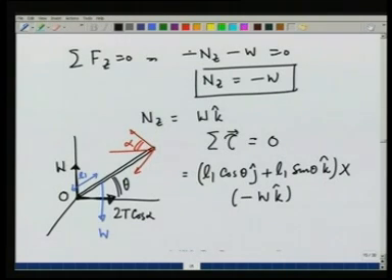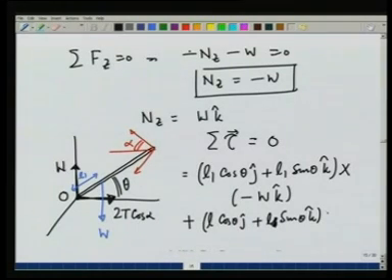The other forces are tension. So, that would be plus L cosine of theta j plus L1, L sine of theta k cross. Since the two forces are acting at the same point, I can write the torque for their summation, which would be equal to minus 2T cosine of alpha j, and this should be equal to 0. This condition would determine the tension T.